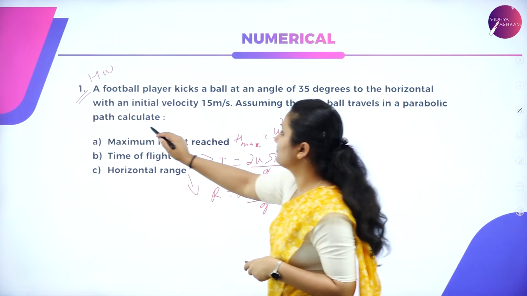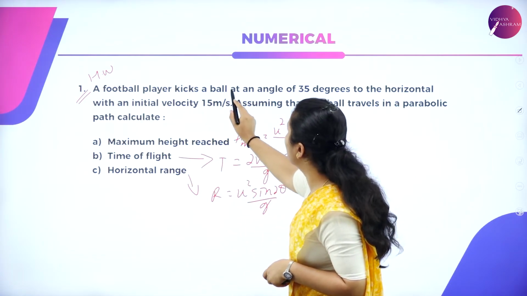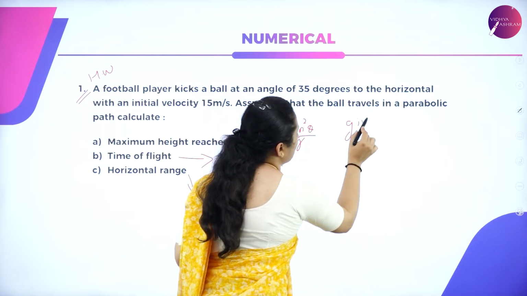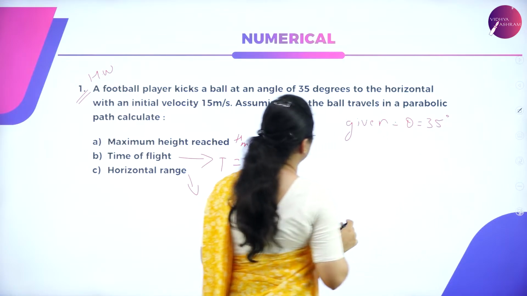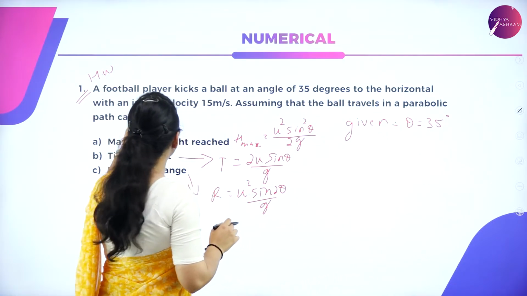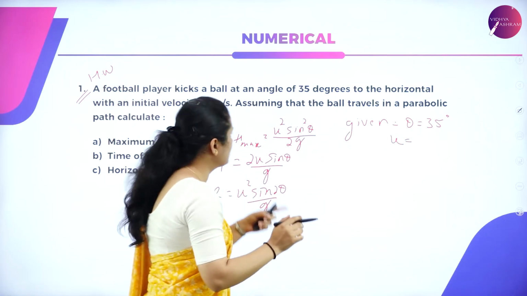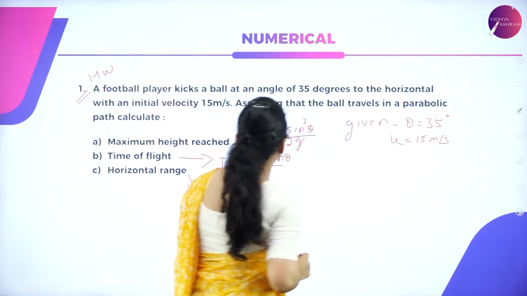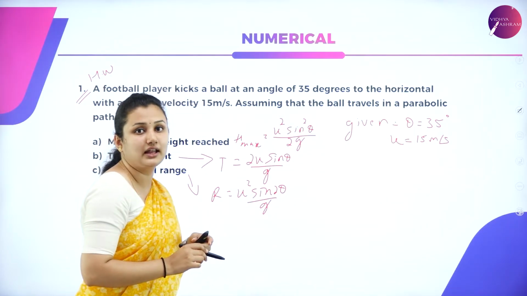So read the question first. A football player kicks a ball at an angle 35 degree. So what is given? Theta is given. It is 35 degree to horizontal with an initial velocity u. Its initial velocity is given as 15 meter per second. Assuming that the ball travels in a parabolic path, calculate.